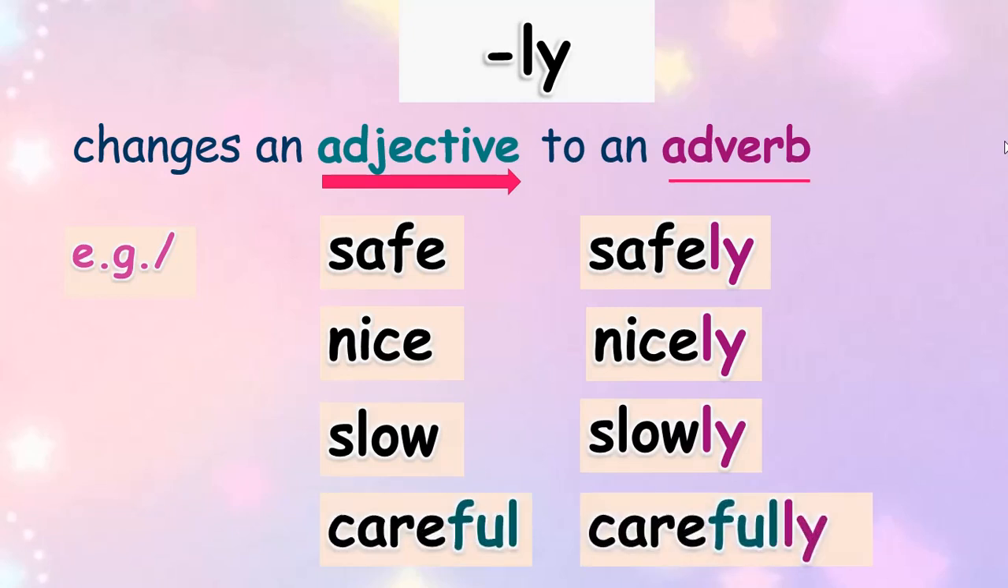Careful, carefully. Here I want you to be careful. How many suffixes do we have on this word? We have 2. The first suffix changed the noun care to what? To an adjective. Then we changed the adjective careful to what? To an adverb by adding ly on it. So this means we can use more than one suffix on a root word to add more meaning to it.